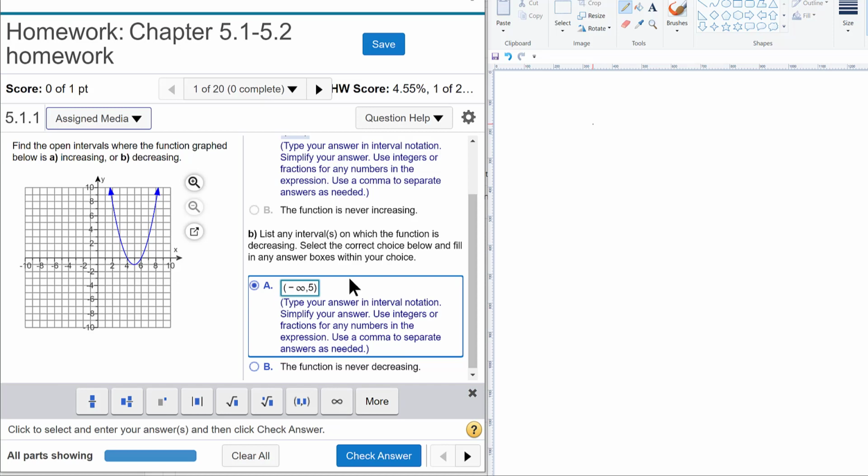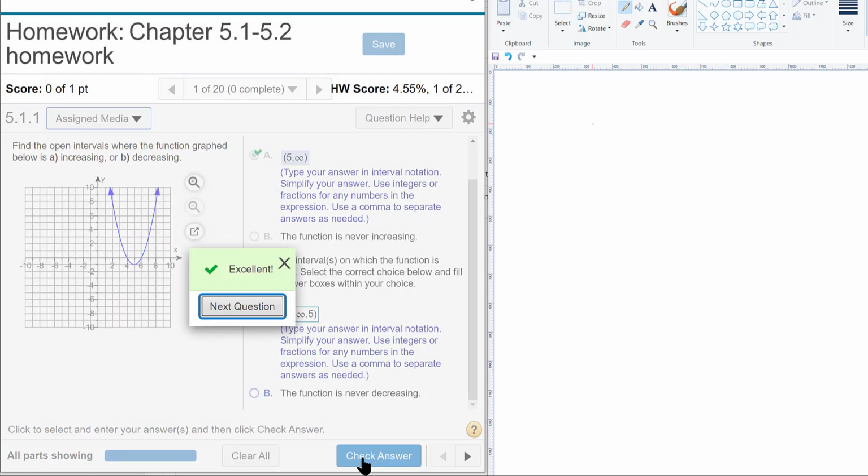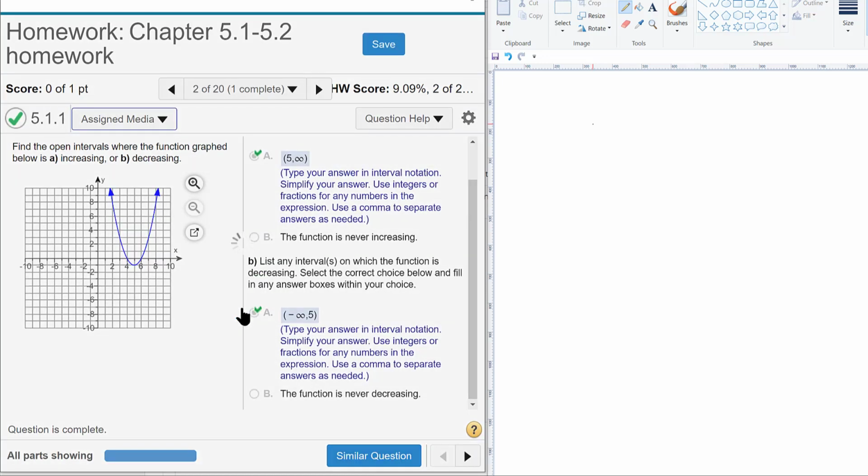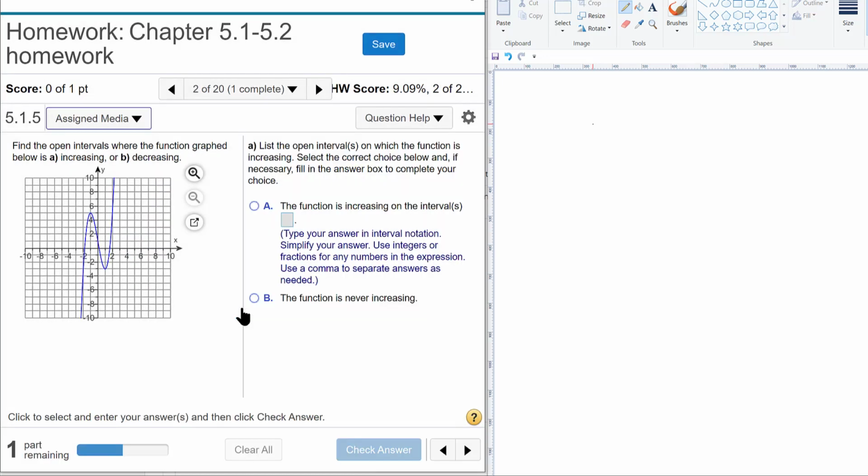So the important things to remember here, again: parentheses for the open intervals, X values only, increasing means the graph is rising, and decreasing means the graph is falling. So this graph will increase, decrease, and then increase. Now we don't use a union between the intervals. We just put a comma.